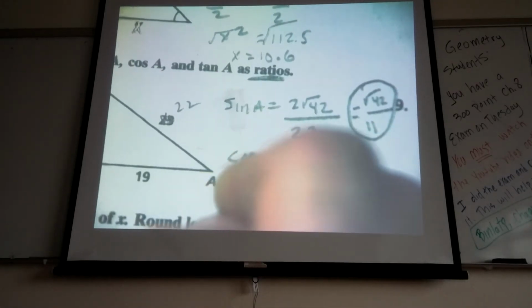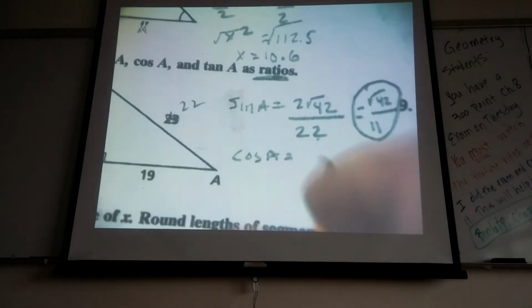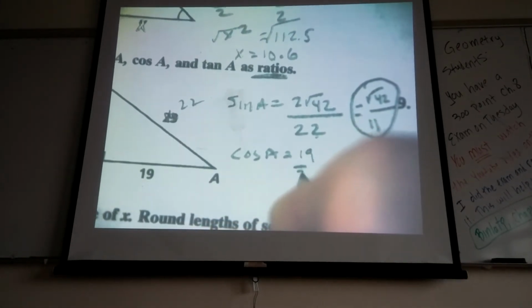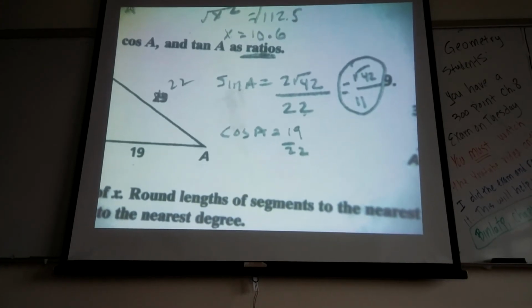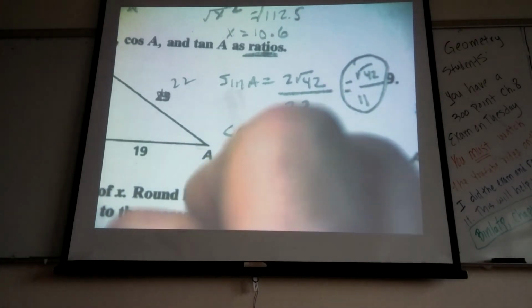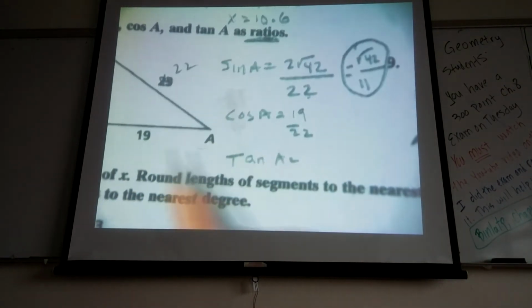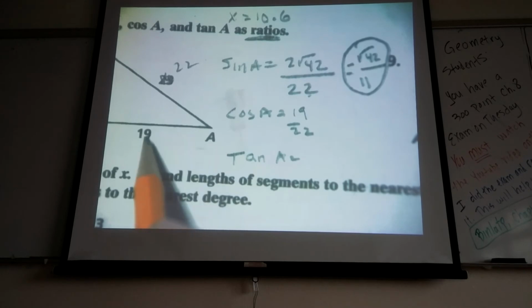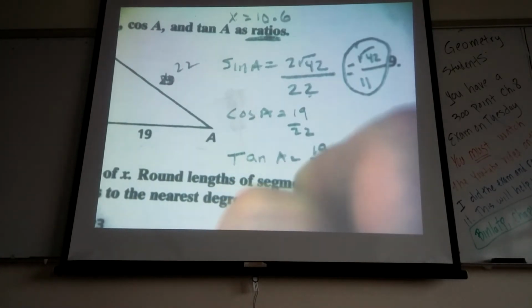Now, cosine of A. Cosine of A is adjacent over hypotenuse. Well, that's simple. No reducing necessary there, so we're done. And then the tangent of angle A is adjacent, which is 19, over 2 square root of 42.